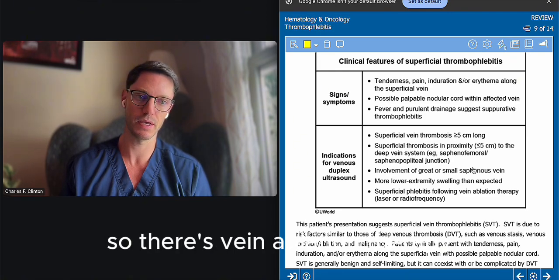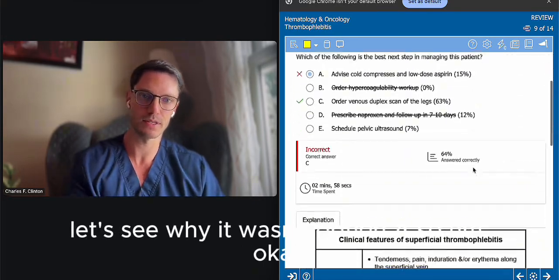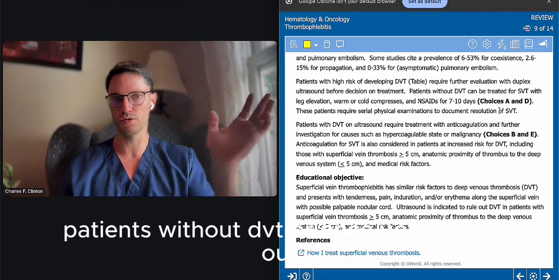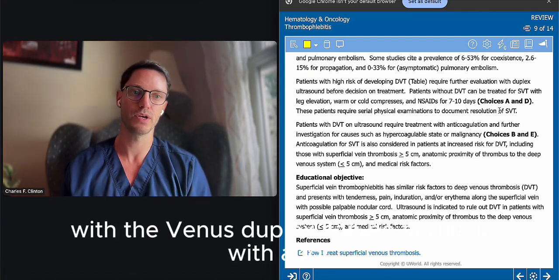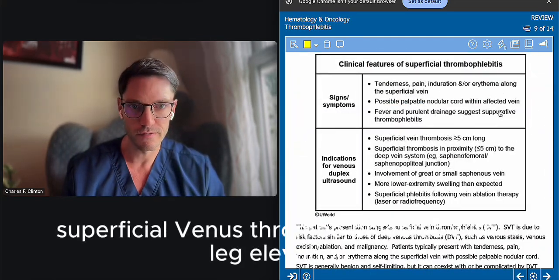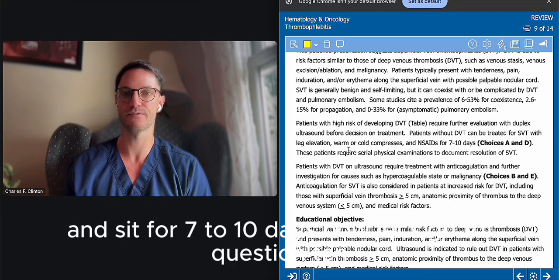So if there's vein ablation therapy and there is superficial phlebitis, just do the ultrasound. Those are the main things for this question. Let's see why it wasn't option A. Patients without DVT, once you rule it out with the venous duplex, can be treated for superficial venous thrombophlebitis with leg elevation, warm or cold compresses, and NSAIDs for 7 to 10 days.